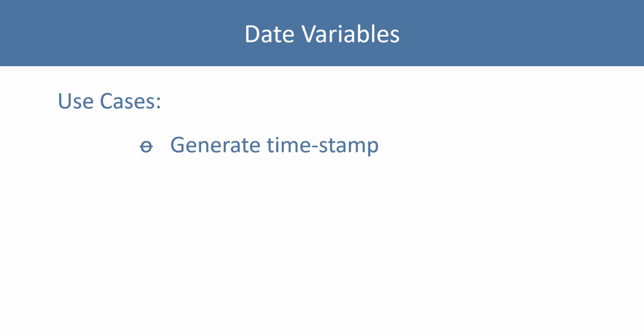So let's look at some of the use cases. The first is generating a timestamp. Timestamp can be employed as a part of some kind of order ID where we can generate unique order IDs every time.